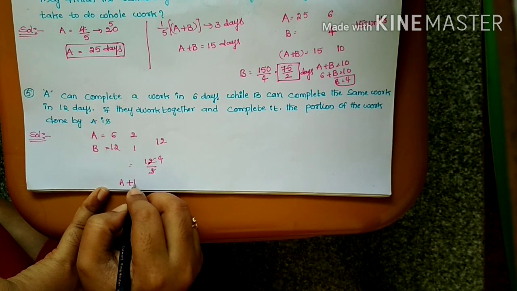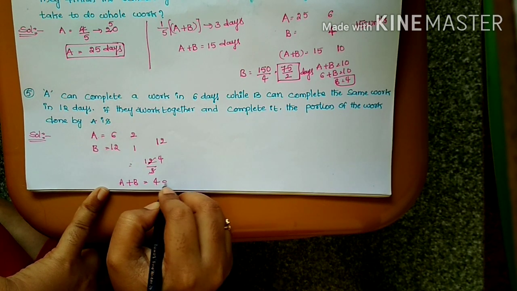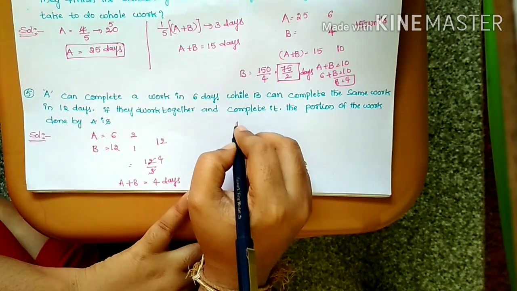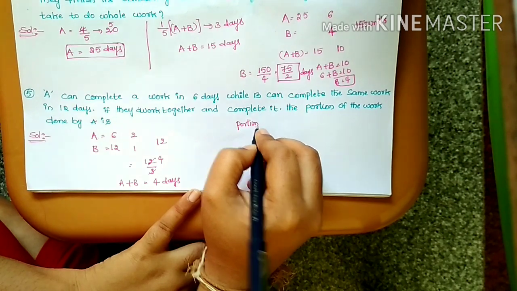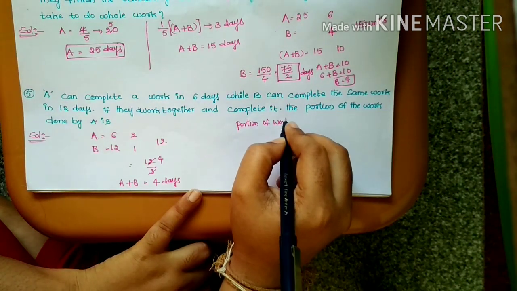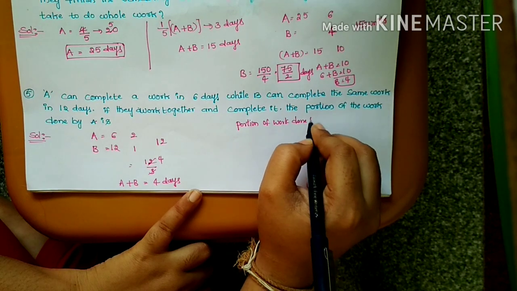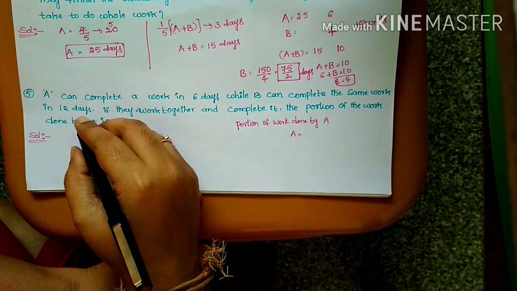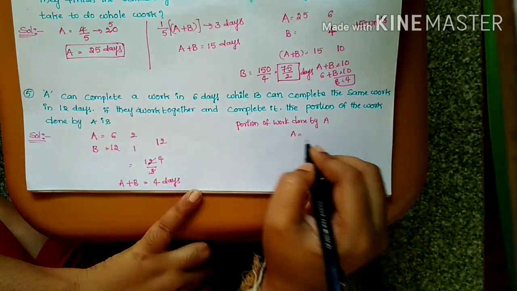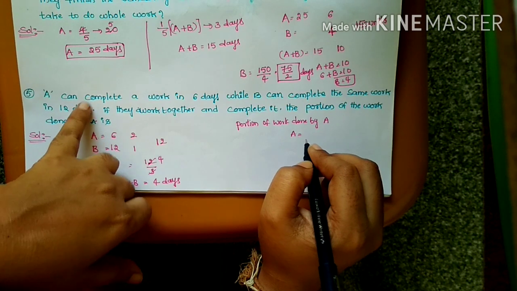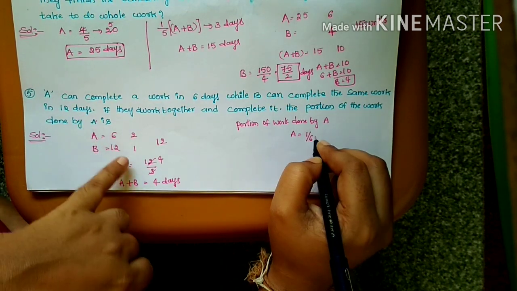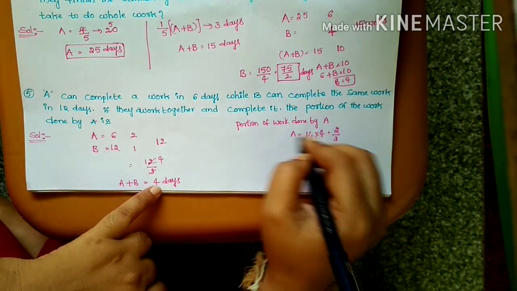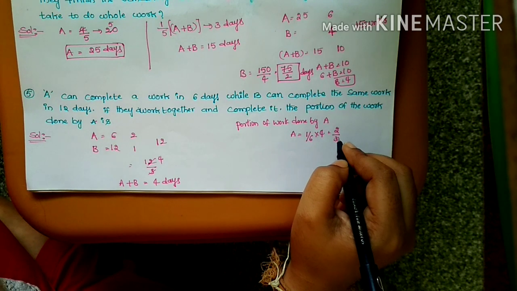Here A plus B both can complete the work in 4 days. What is the portion of work done by A? A's one day work is 1 by 6. Total work is 4 days. So 2 by 3. The portion of the work done by A is 2 by 3.